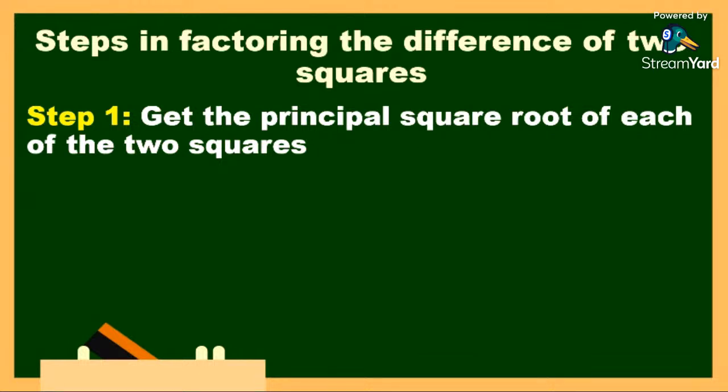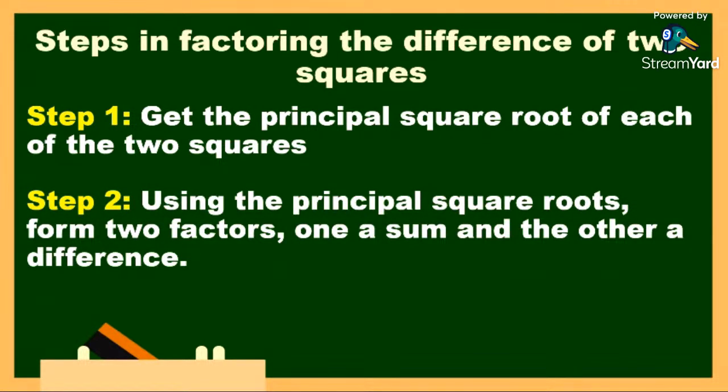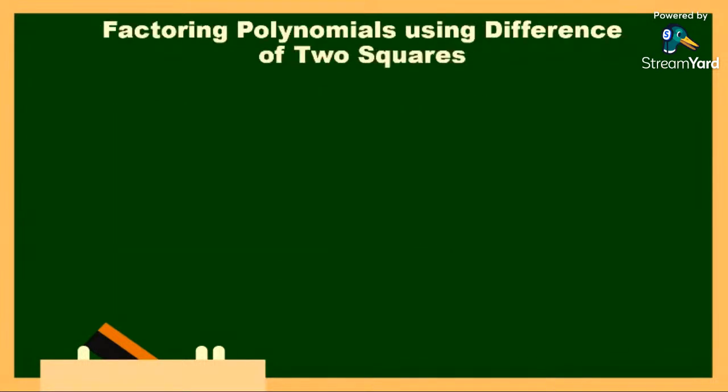Step 1. Get the principal square root of each of the two squares. Step 2. Using the principal square roots, form two factors, one a sum and the other a difference. Now, let us have an example. d raised to 4 minus 81.